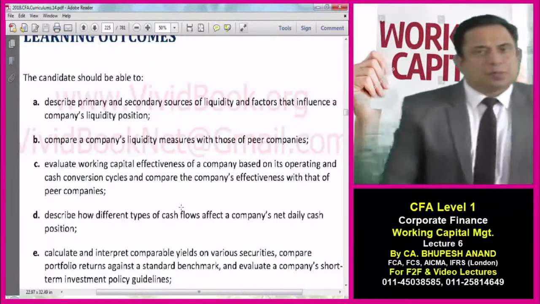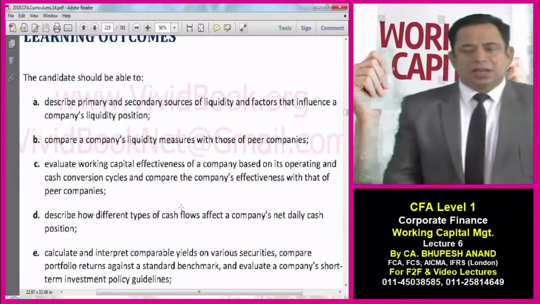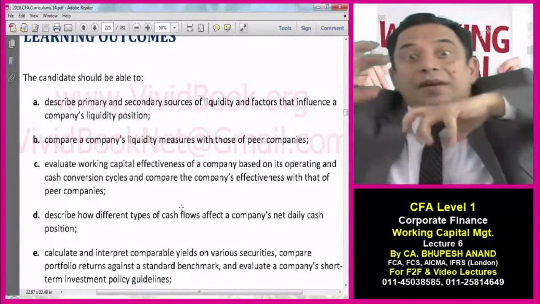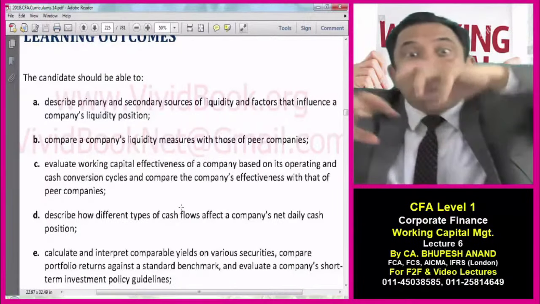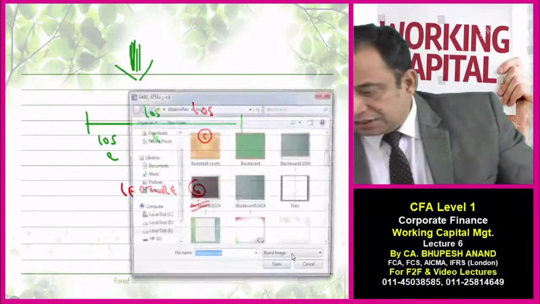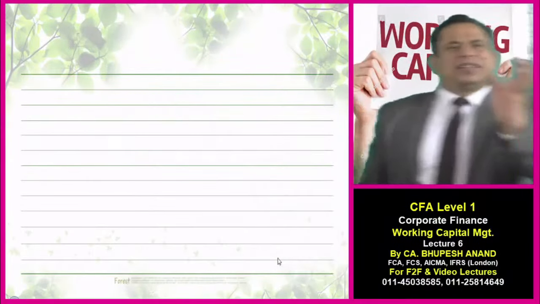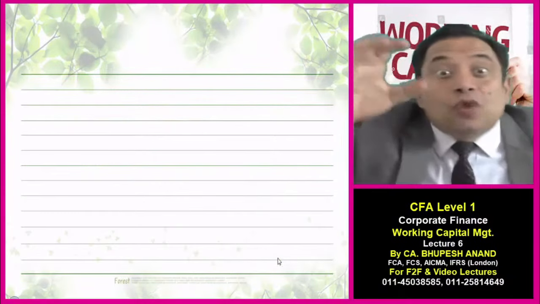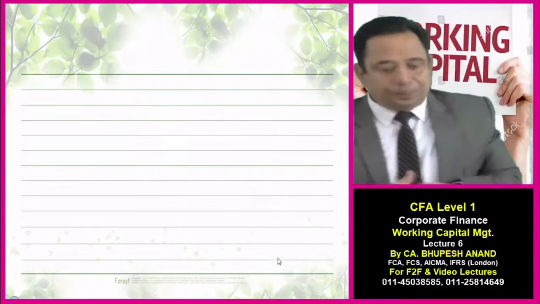So my dear friend, this is most important learning outcome number C, that calculate whether this company is properly, effectively utilizing its working capital, and along with that, compare the working capital effectiveness of this company with peer companies. So I will be starting delivering this lecture. So lecture number 6, a very small lecture is there, 10 to 15 minutes. I will be taking the help of case studies and telling you what is the meaning of working capital effectiveness.